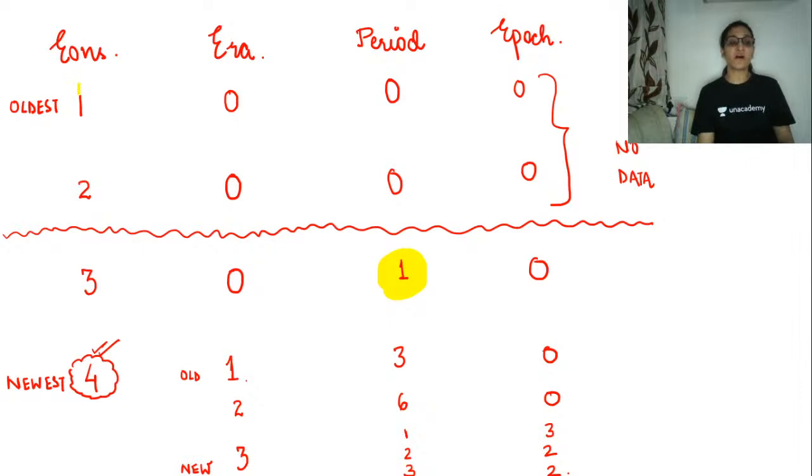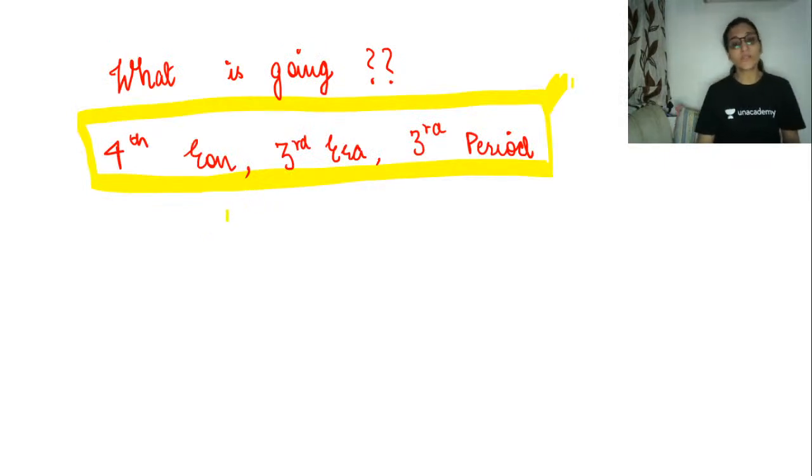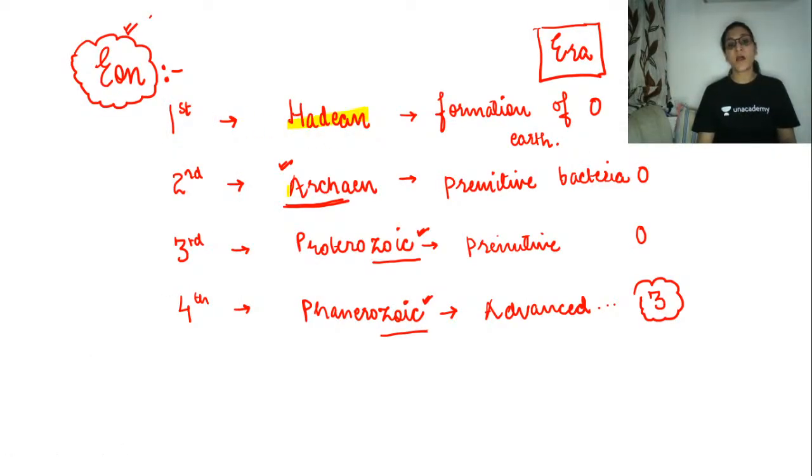Now talking about the eon, there are 4 eons and the 4th one is the newest one. For the first eon there is no era, no period, no epoch. For the second eon there is no era, no period, no epoch. For the third eon there is no era, there is 1 period and there is no epoch. Now for the latest eon there are 3 eras, and there are certain periods and certain epochs. So there are 13 periods and there are 7 epochs. Now what is going on in today's time? We are in the 4th eon, 3rd era and 3rd period. The 4 eons are Hadean, Archean, Proterozoic and Phanerozoic.